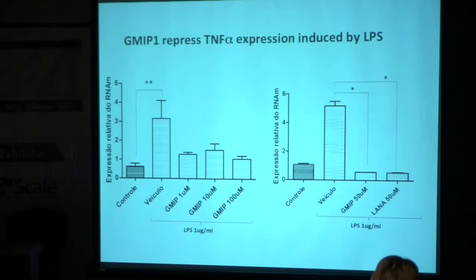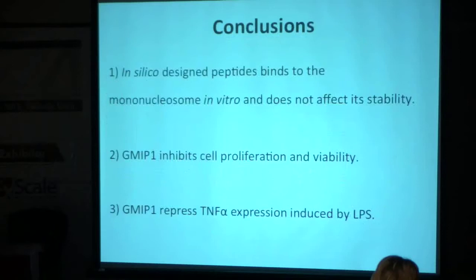And hopefully we can see that this is modulating the chromatin architecture. So in conclusion, what we have until now is that the designed peptides and pep mimics actually bind to the mononucleosomes in vitro and do not affect their stability. I didn't show this, but we have different assays to show it. GMEP1 inhibits cell proliferation and viability, and GMEP1 represses TNF-alpha expression induced by LPS.